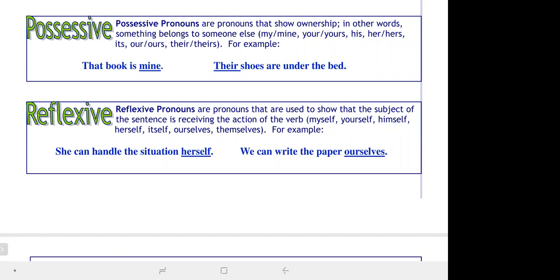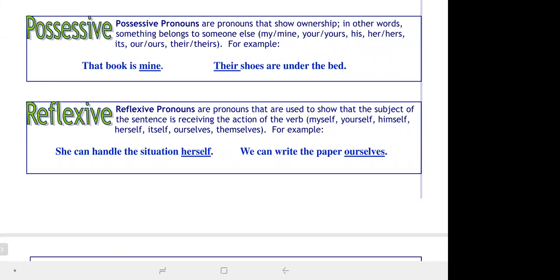When you say reflexive, reflexive pronoun means pronouns that refer back. They are used to show that the subject of the sentence is receiving the action of the verb. So it refers back. For example, she can handle the situation herself. So the object of this sentence is herself.